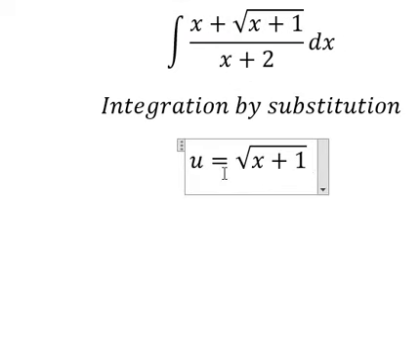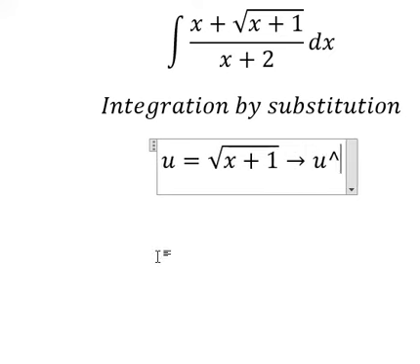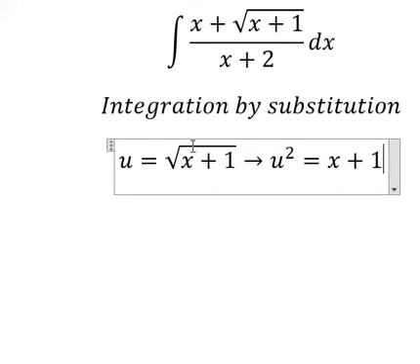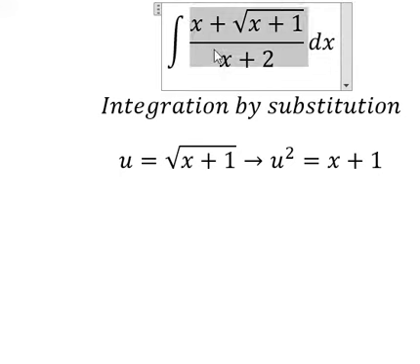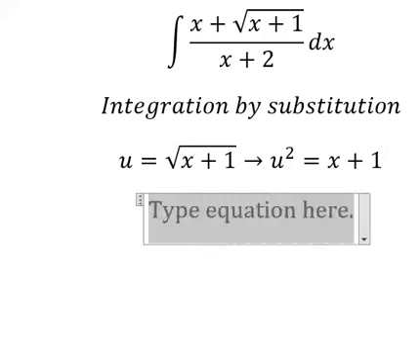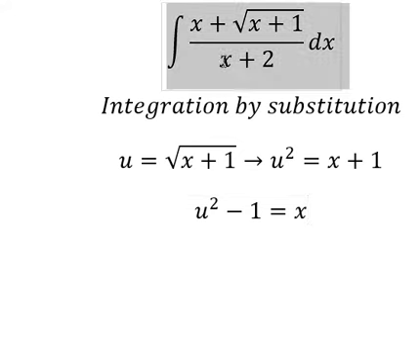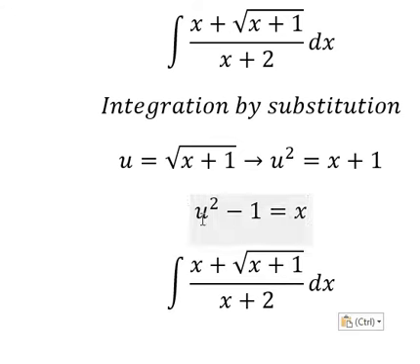So we square both sides because I want to cancel the square root. So we have x and x. So we put number 1 to the left. So we have u squared minus 1 equals x. So we put this one to replace x in here.